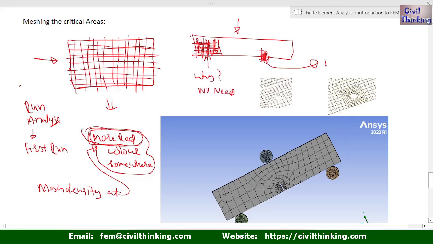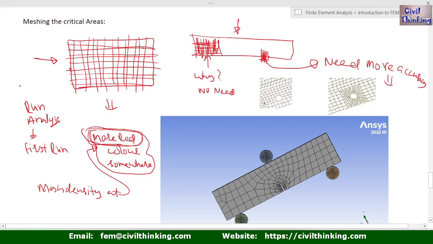Here you need more accuracy, so let us increase the density of meshes here. Similarly, for example, this is the critical area. Critical areas can be the defects, the holes, or your point of interest, or connections. They are basically the critical areas.